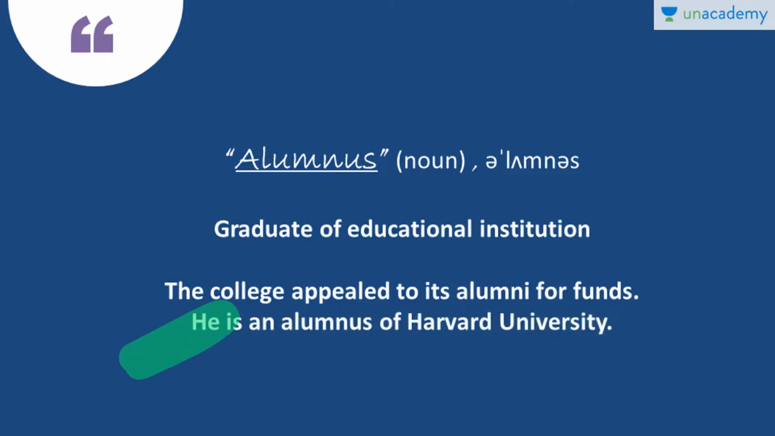Then second is, he is an alumnus of Harvard University. Now here I am talking about one student, that is he, so I can use alumnus. So he is an alumnus of Harvard University. That's how we use this alumnus.